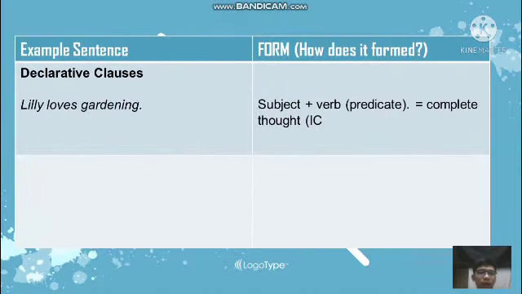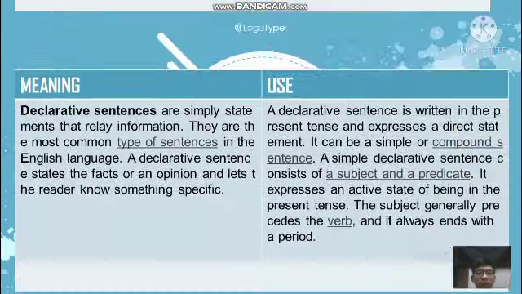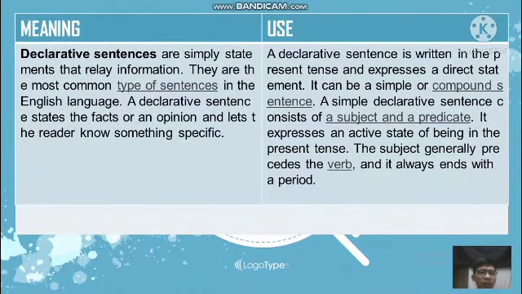Then we have declarative clauses. For example, Lily loves gardening. So we have the subject Lily plus the verb predicate, then we have the complete thought. Declarative sentences are simply statements that relay information. They are the most common type of sentences in the English language. A declarative sentence states a fact or an opinion and lets the reader know something specific.